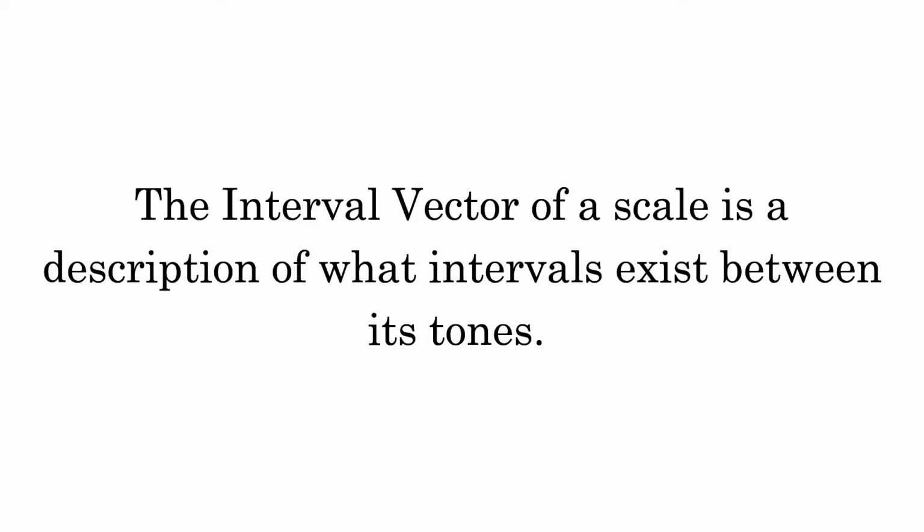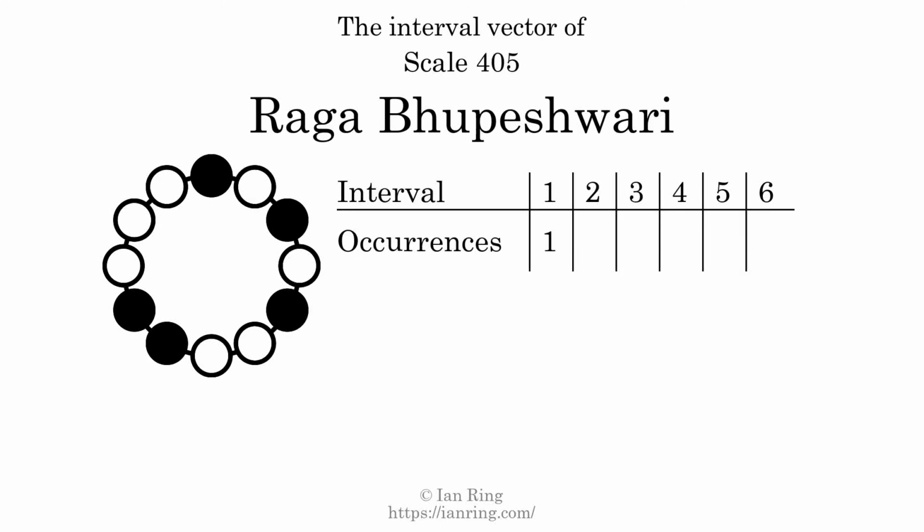The interval vector of a scale is a description of what intervals exist between its tones. There is one interval with a size of 1 semitone. It is here. There are 2 intervals with a size of 2 semitones. They are here and here. There is one interval with a size of 3 semitones.